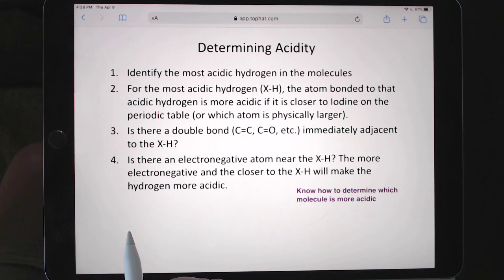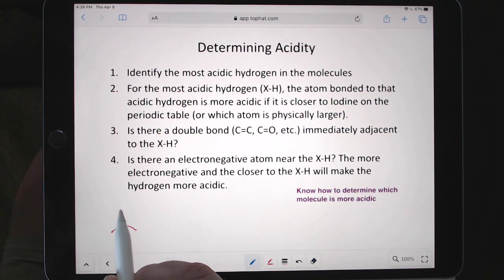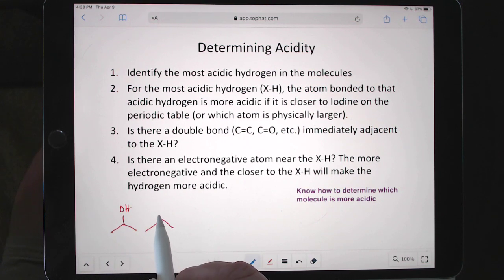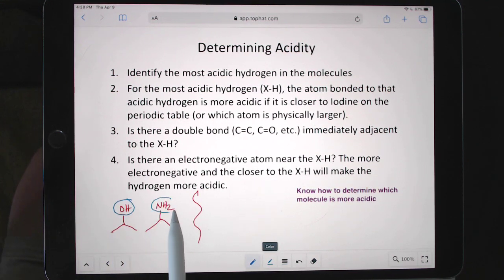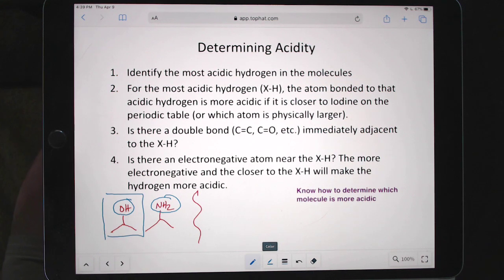Okay, and so let's say you had OH versus NH2. What you would do is come in here and say, okay, where's that acidic hydrogen? Well, it would be here and here, because it's the hydrogen that's not on the carbon. They're different, right? So OH versus NH. It doesn't matter which NH you're talking about. But oxygen is closer to iodine on the periodic table than nitrogen is. So that makes this one more acidic.